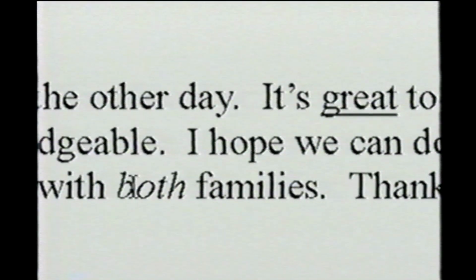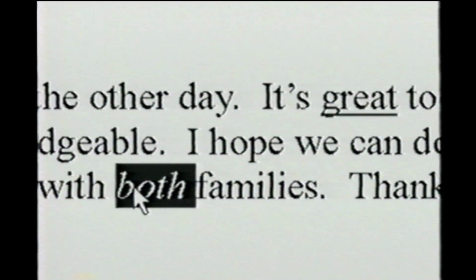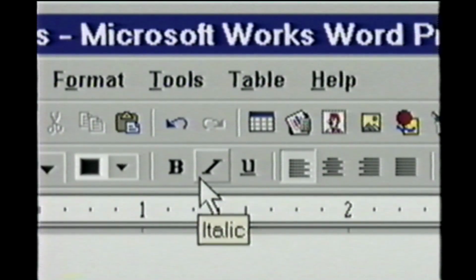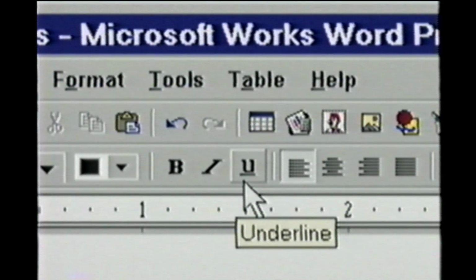And in that case, all it takes is for me to highlight again, hit the same B, I, or U button, and the word will go back to the way it was. Unlike typing or using a pen, word processing lets you change your mind and your document as often as you like. Now, all we have to do is print this letter out.